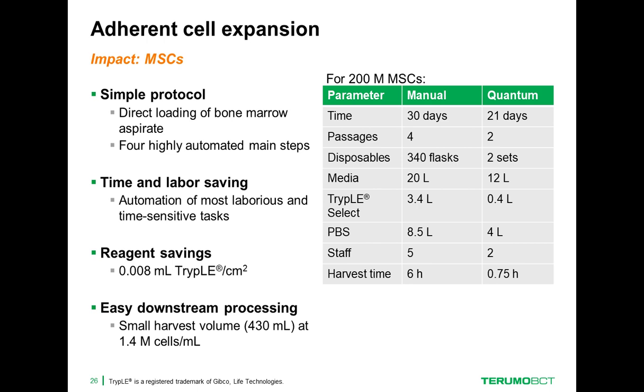Third, the amount of disposables and reagents was also greatly reduced, not only enabling cost savings but also simplifying supply chain and logistics. And finally, the small harvest volume of the Quantum allowed easy downstream processing, and therefore 2 staff members were able to complete the harvest and downstream processing within 45 minutes, as compared to 30 man-hours in the manual process.